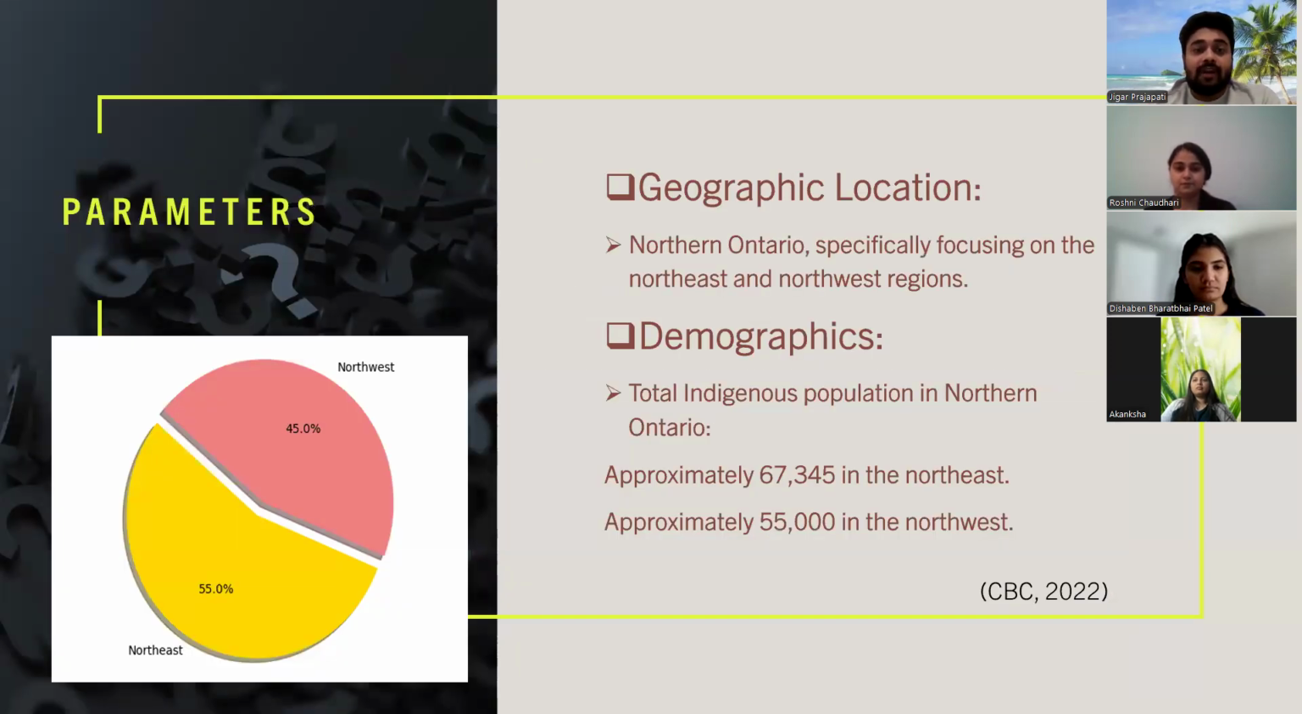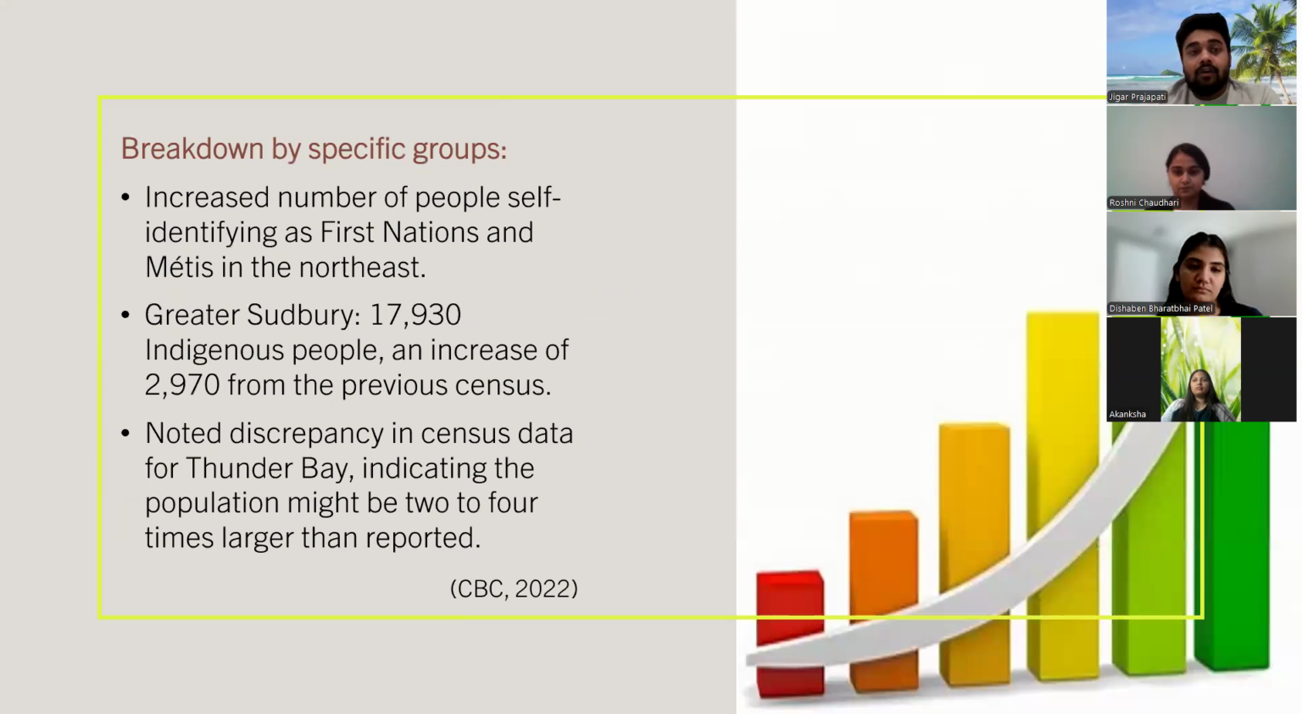Looking at the parameters, we are focusing on Northern Ontario, specifically the northeast and northwest regions. Here you can see that 45% of the indigenous people live in the northwest, and the others live in the northeast. We can break it down by specific groups. There is an increasing number of people self-identifying as First Nation. Greater Sudbury has about 18,000 indigenous people, an increase of about 3,000 from the previous data.